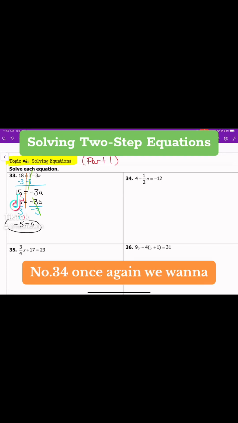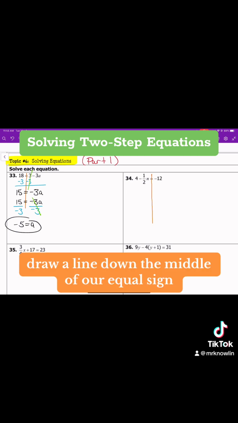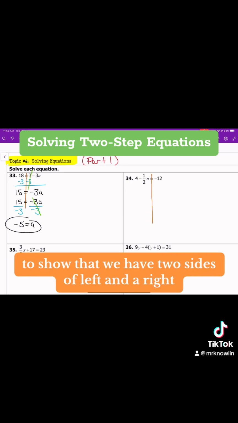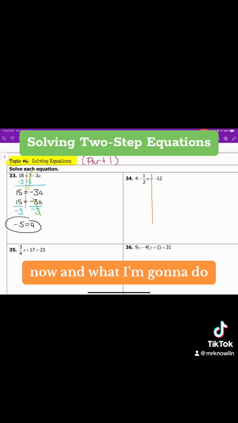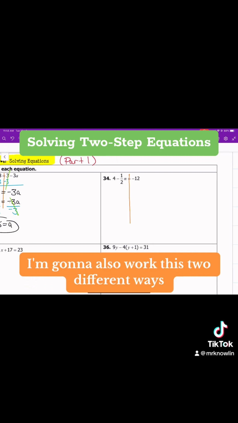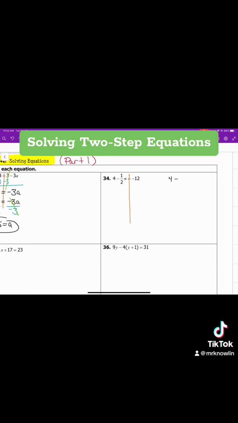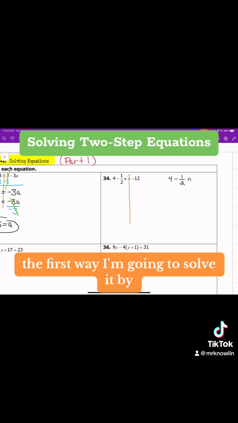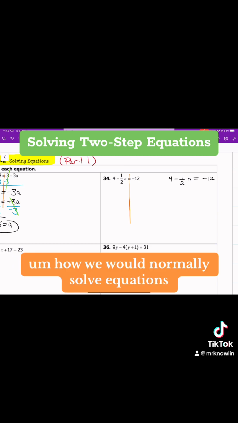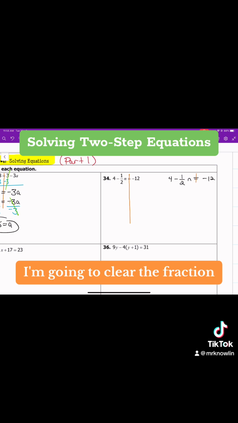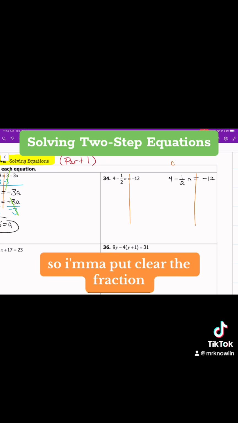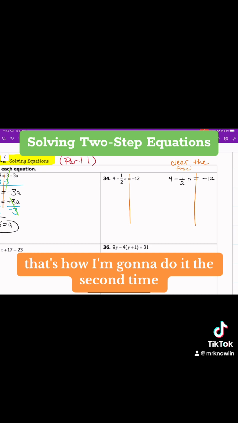Number 34. Once again, we want to draw a line down the middle of our equal sign to show that we have two sides, the left and the right. Now, I'm going to work this two different ways. The first way, I'm going to solve it how we would normally solve equations. And then the second way, I'm going to clear the fraction. So I'm going to put "clear the fraction." That's how I'm going to do it the second time.